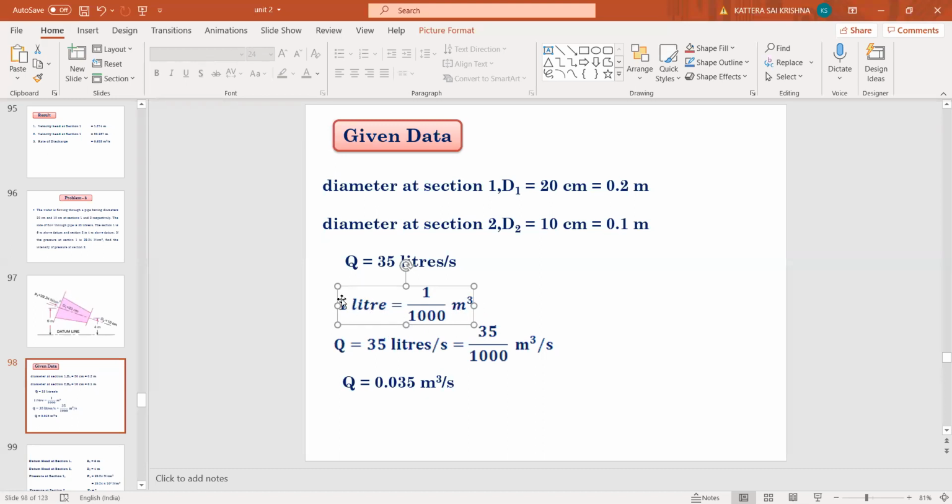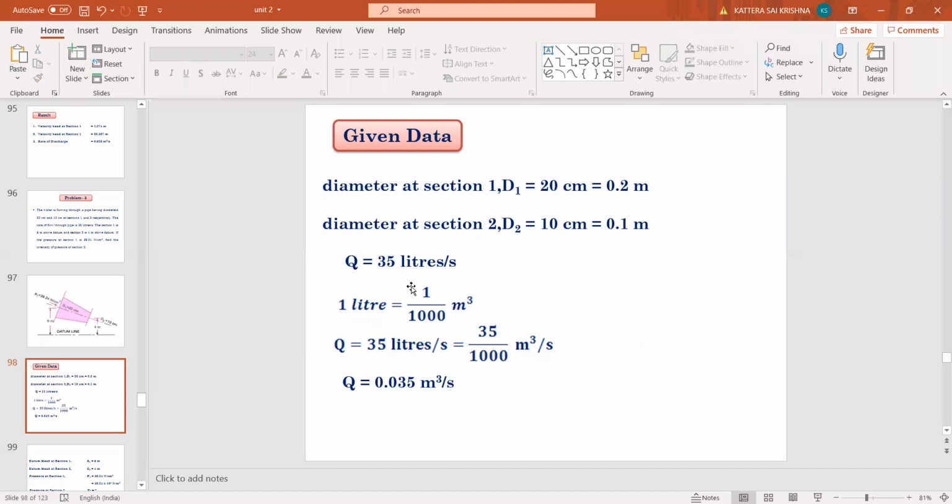So 1 liter is equal to 1/1000 of meter cube. Remember either this way or you can remember 1 meter cube is equal to 1000 liters. So from that you can convert. If you want meter cube, you'll get 1000 liter. If you want liter, you'll get meter cube by 1000. Anyway, you can remember this: 1 liter is equal to 1/1000 of meter cube. So what we have here, we have 35 liters. So 35/1000 meter cube per second becomes your discharge. So 35/1000 is equal to 0.035 meter cube per second.